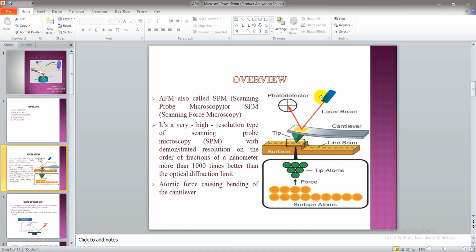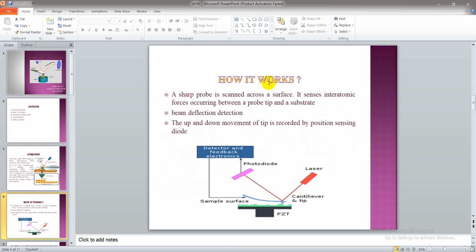It will contact, then it will go up, and so on. So by analyzing it, we will analyze the overall deflection, and based on that, we will have a graphical analysis which will give us overall what is the surface morphology, what is the overall grain size of the atoms, and so on. So this is the basic overview of this particular AFM.